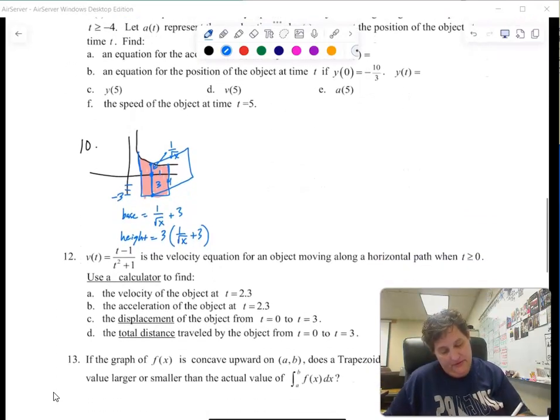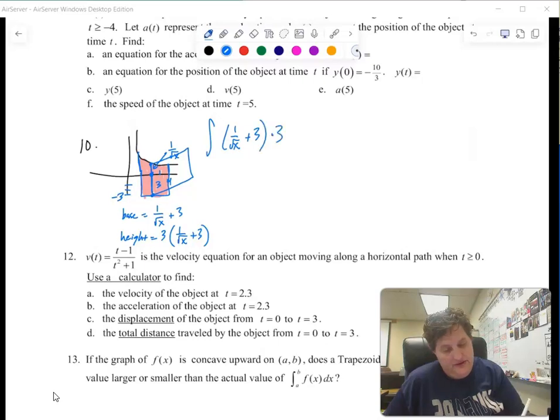Perfect. So we're doing the area of a rectangle, which is base times height. When I set up my integral, it's literally going to be base times height: 1 over square root of x plus 3, times 3 times 1 over square root of x plus 3. I'm just going to put a square there and save myself a little bit of time. It told me it was going from 1 to 4, and then it said to use a calculator to do that.